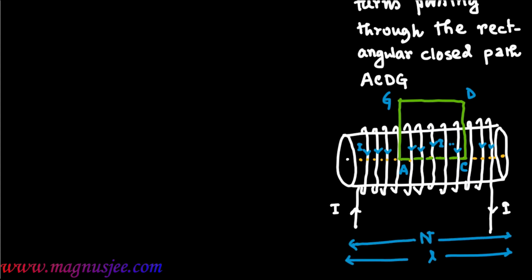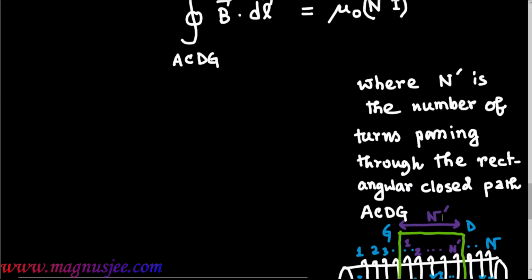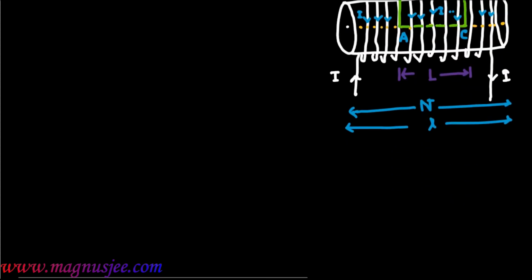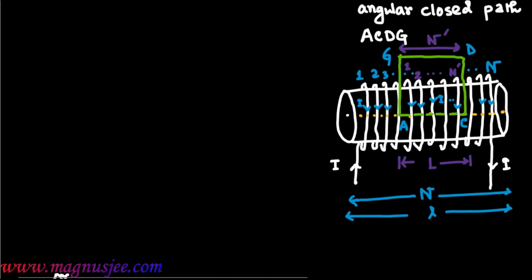Capital N is the total number of turns of the solenoid. 1, 2, 3, up to the last turn, N. Now the length of the part AC is capital L. 1, 2, 3, up to N prime, and N prime is the number of turns of the portion AC, or the number of turns passing through the rectangular closed path ACDG.